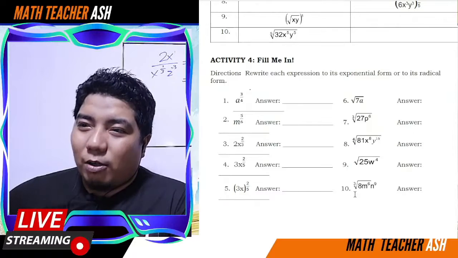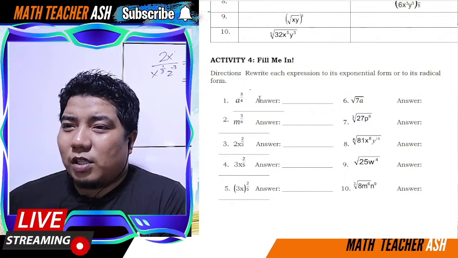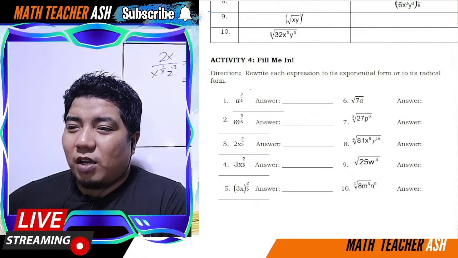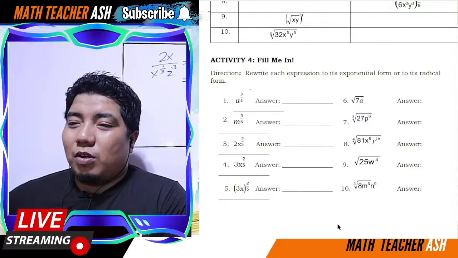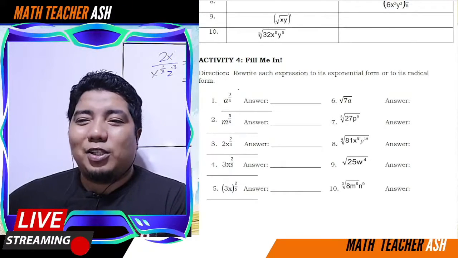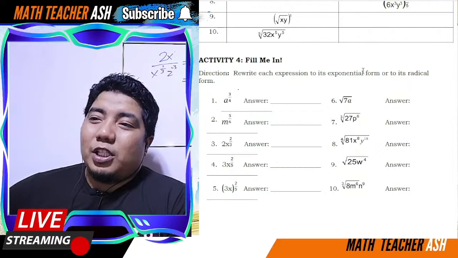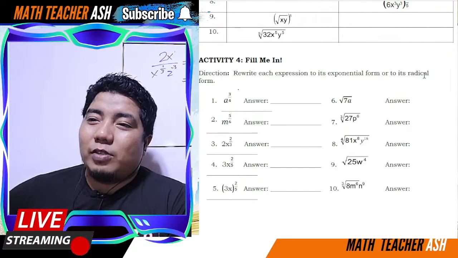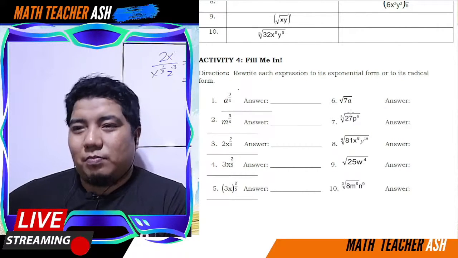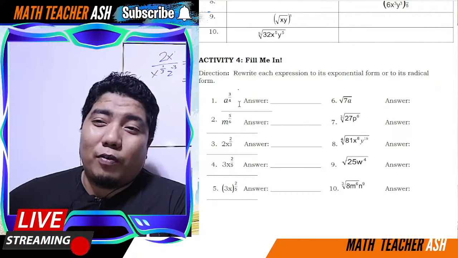Okay, how about activity 4, fill me in. Okay, so what is the answer here? Okay, look. This has a wrong layout again. So, let us just go along and stretch our understanding. So, rewrite the exponential form or its radical form. Okay, so it's just vice versa. So, a to the power of 3/4, that will become 4th root of a cubed.